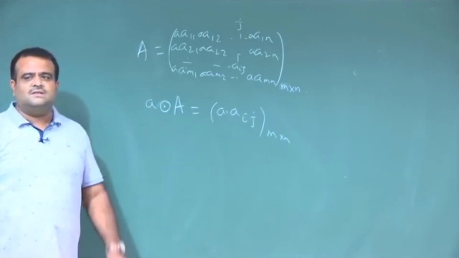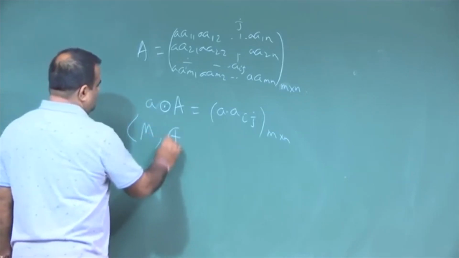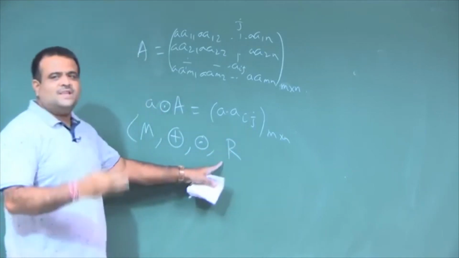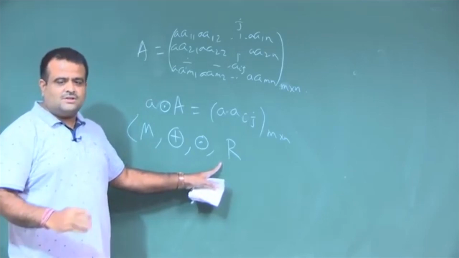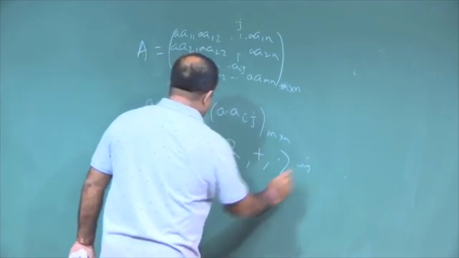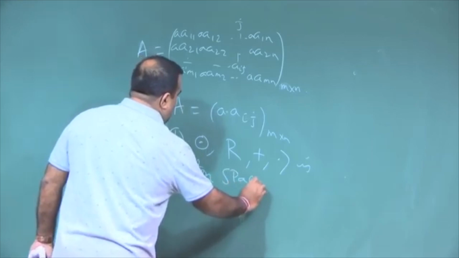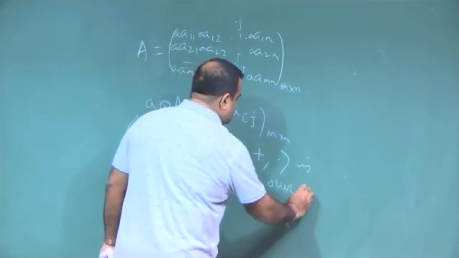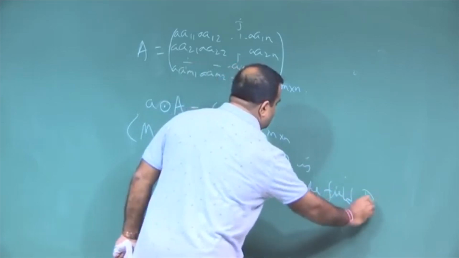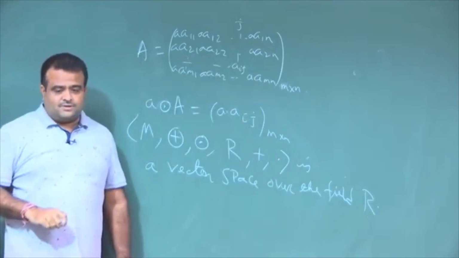Now, we can easily verify that this set of all matrices M, along with this plus and this scalar multiplication, is a vector space over the field. Here we are talking about the real field, but this could be any other field; this can work out for any other field. So, this is another example of a vector space.